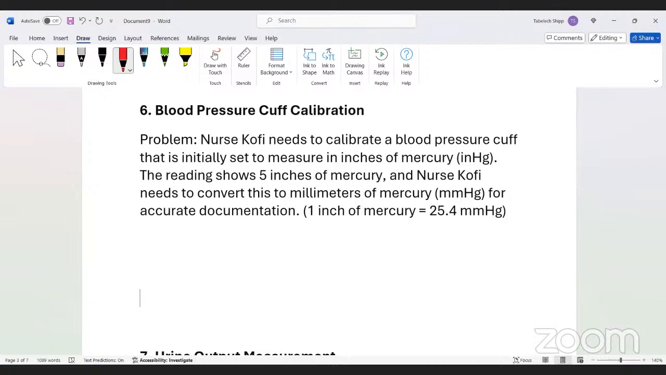All right. Blood pressure cuff calibrations. This might be something similar. Thank you, Victoria. Thank you.